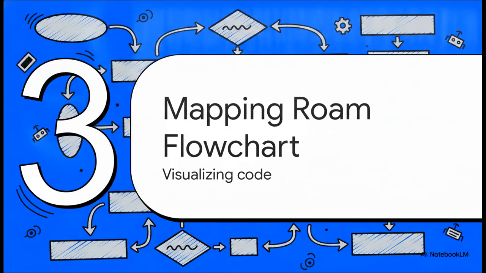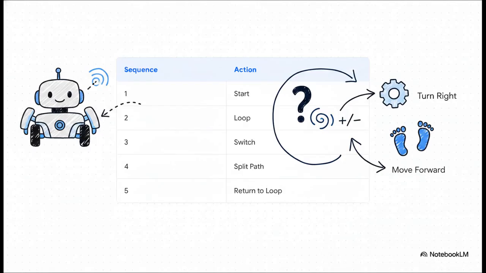Section 3, Mapping the ROM flowchart. Okay, let's slow down for a second and map out the exact sequence for a program called ROM. Sequence 1, we hit start. Sequence 2, we immediately enter our loop, which guarantees our robot won't stop thinking. Sequence 3 is our switch, where the robot asks, is the distance less than 10 centimeters? Now, for sequence 4, we have a split path. If yes, there is an obstacle, so turn right. If no, the path is clear, so move forward.